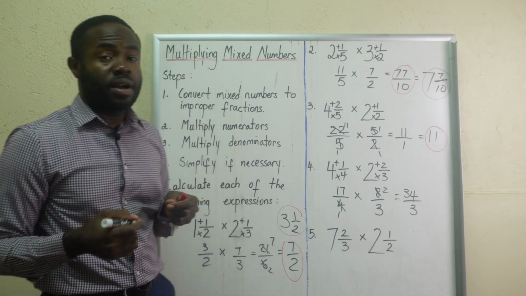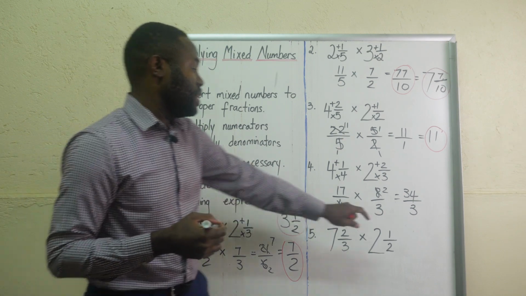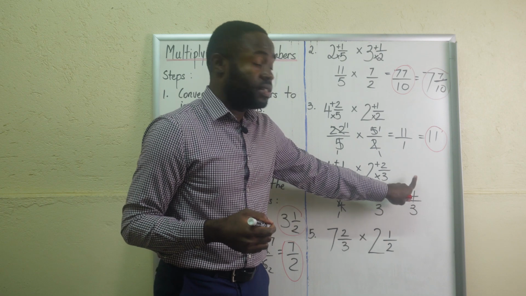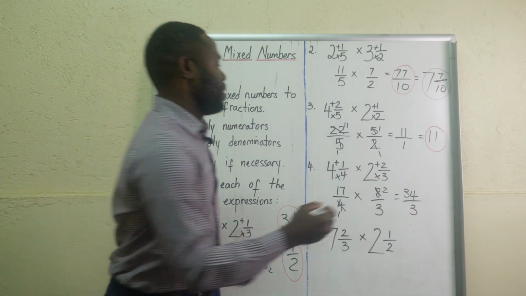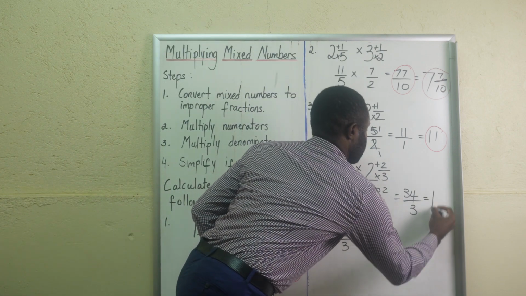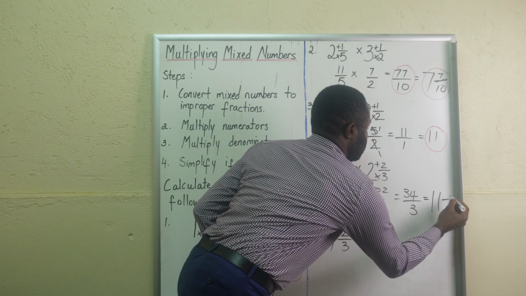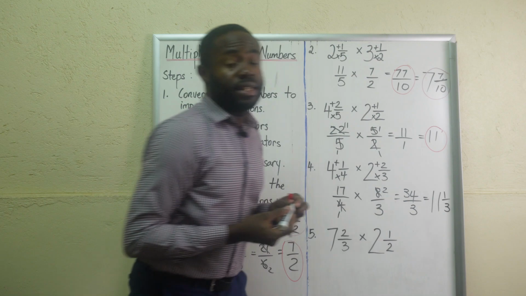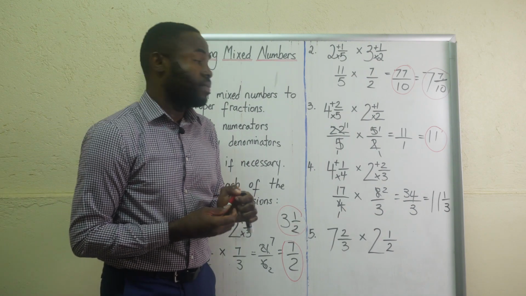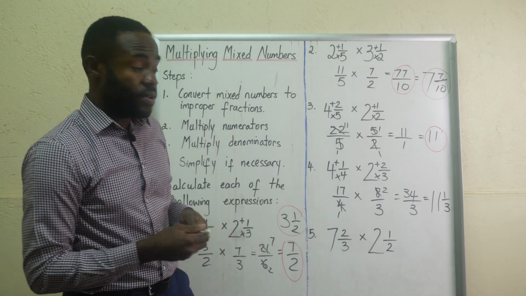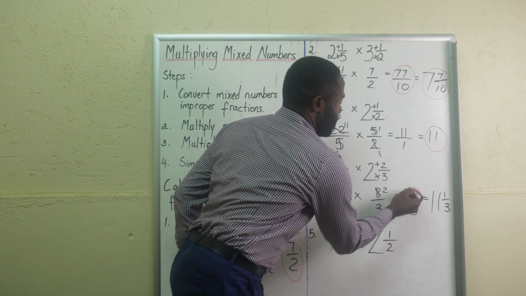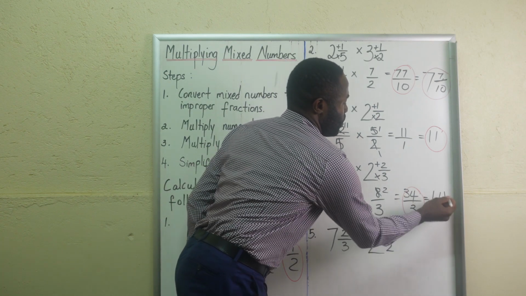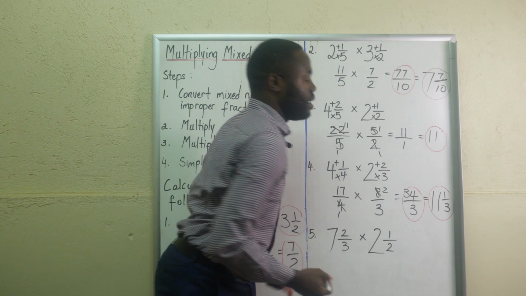Convert this back to a mixed number if needed. So it's 3 into 34. That goes 11 times, and then that will leave you with a remainder of 1, and then you write back your denominator, which is 3. So the final answer for number 4 can be expressed as 34 over 3, or 11 and 1 over 3.